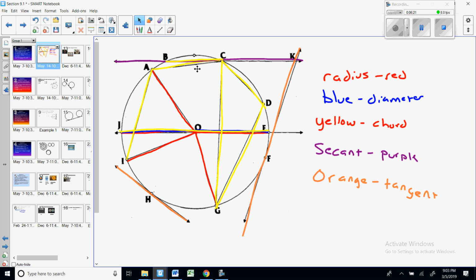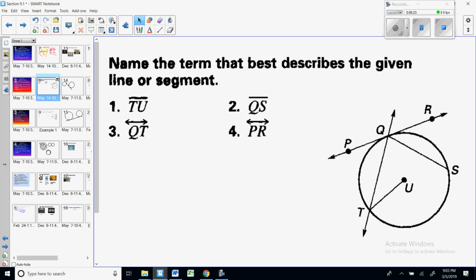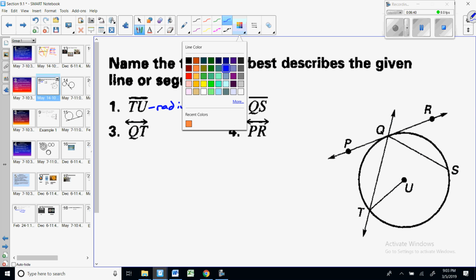All right, so parts of a circle. Okay, moving on down through your page. We want to use the term that best describes the given line or segment, and our first one is TU. Okay, segment TU is a radius. Our next one, segment QS. Okay, QS is a chord.